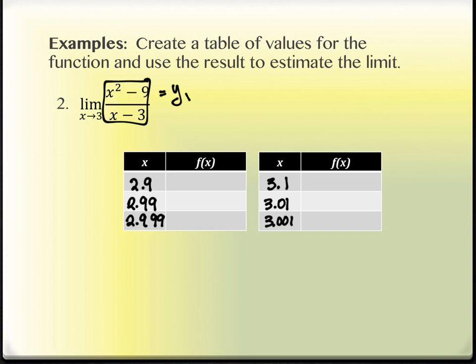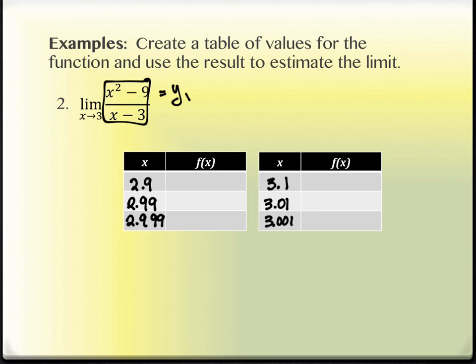It's probably worth noting on this one that you can't actually plug in x equals 3. Why not? Because it equals 0 on the bottom. Yeah, the denominator would equal 0. We can't divide by 0. That's an undefined operation. So while in the example we had in section 1.1 we could actually plug 2 in, we can't actually plug 3 in here.